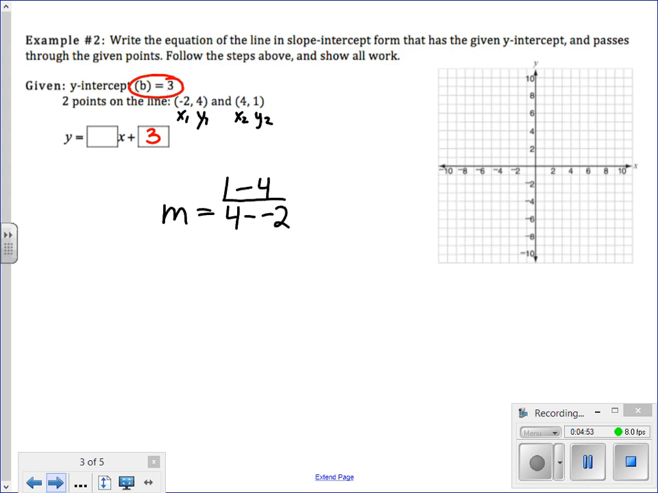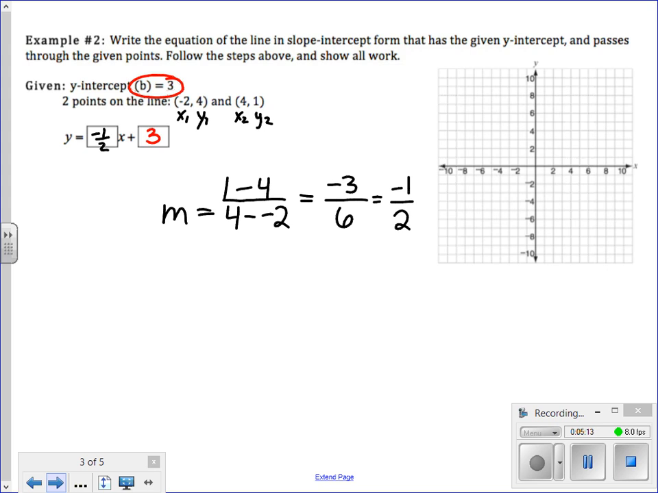Well, when I simplify that, 1 minus 4 is negative 3 over 6. Be very careful with your negatives there. That fraction simplifies to be negative 1/2. So that is my slope. y equals negative 1/2 x plus 3.